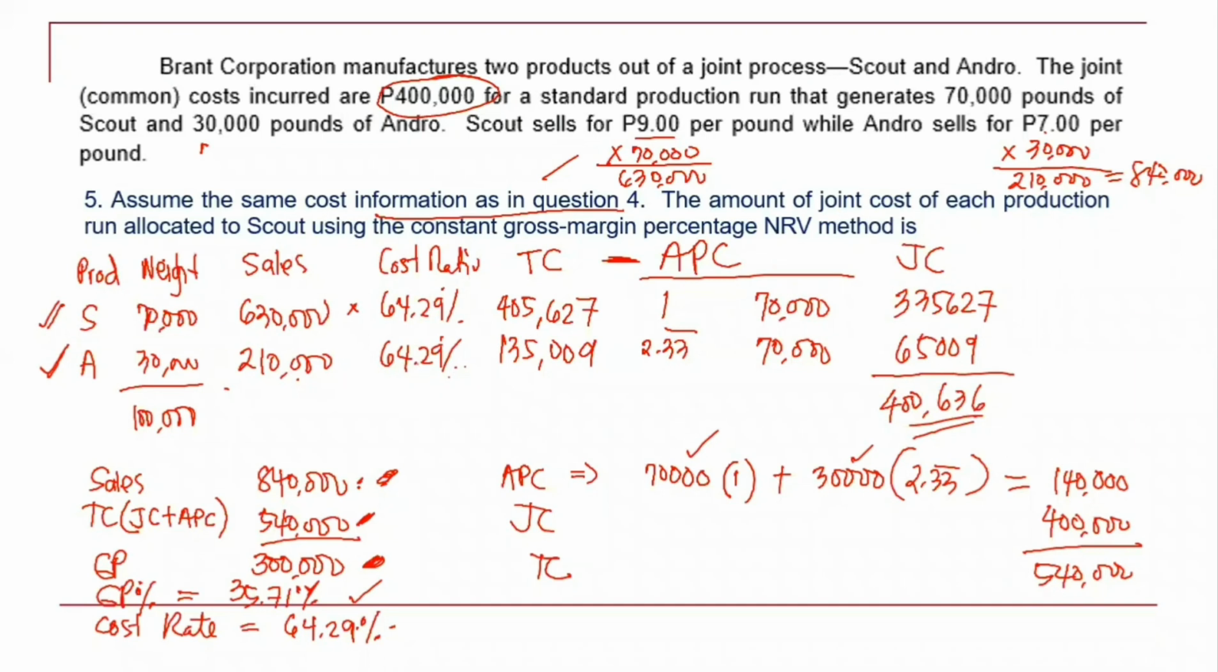Pero since nag-round off tayo dito sa 35.71, yung ating GP rate, tas 64.29 yung ating cost ratio, nagkaroon po tayo ng konting difference. Ayan. So for problem number 1, ito po yung last na item. So I think we have a question here. So check po muna natin kung ano yung question.